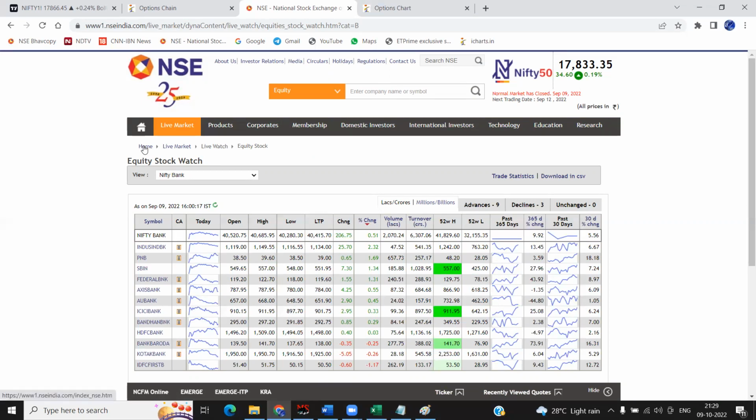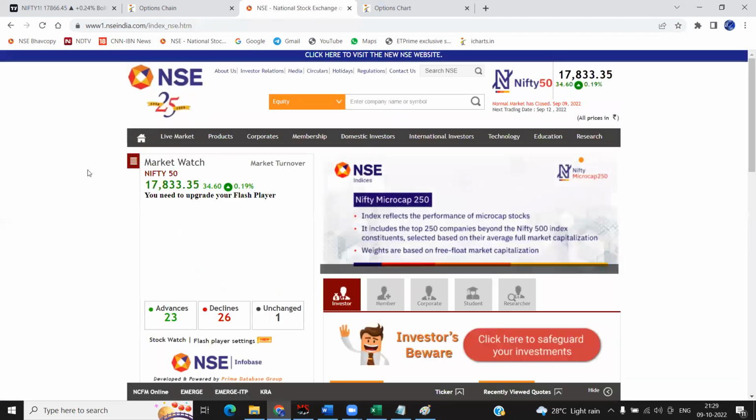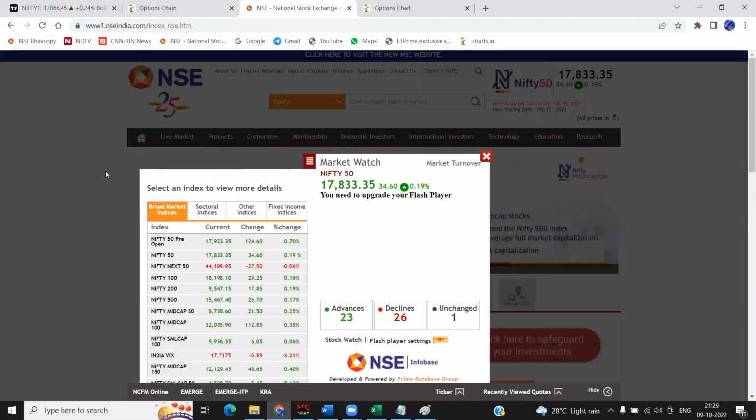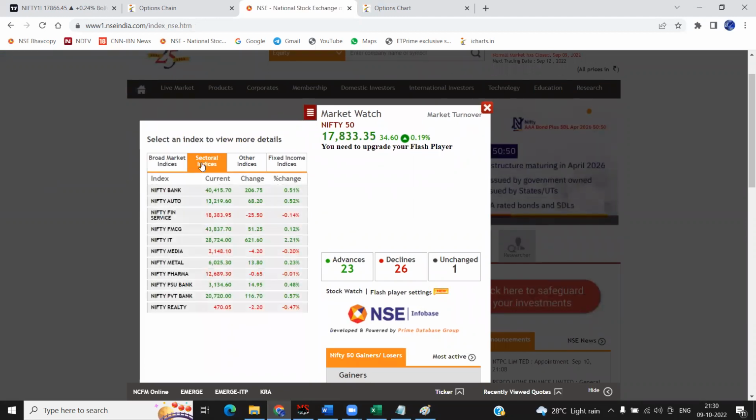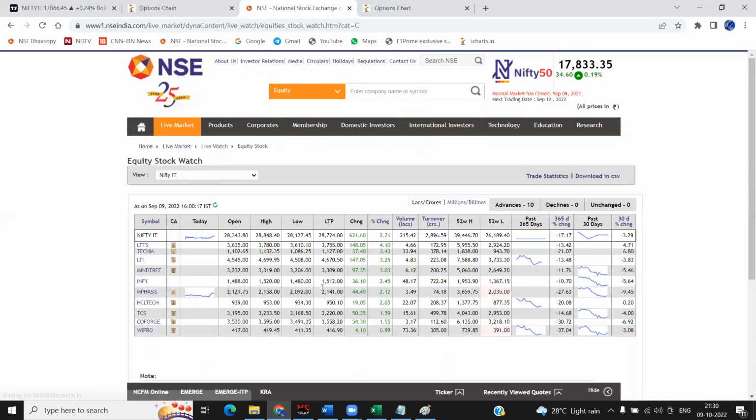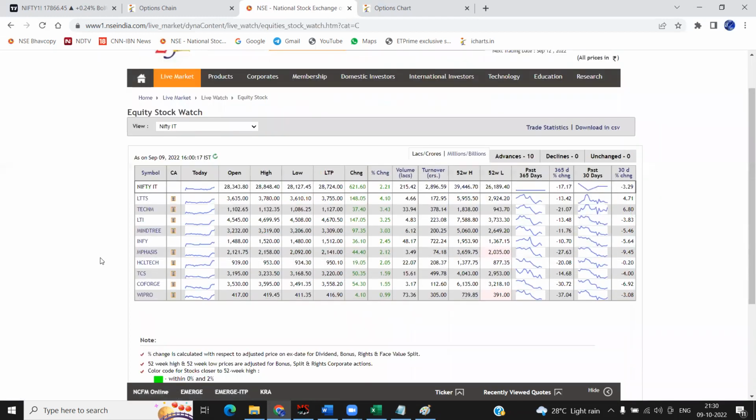Again, I'm repeating for others also. Go to the NSE website. Rather, the old one is much better. I don't know who made the new one. Sectoral indices is there. Select the sector which is performing. Nifty IT overall 2%. Here are the stocks to watch. You can check which one is performing.